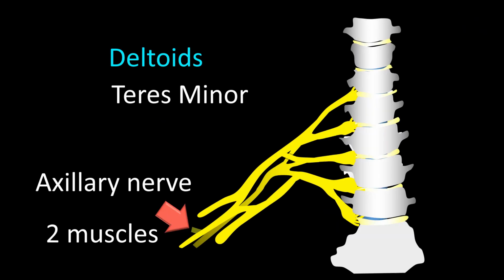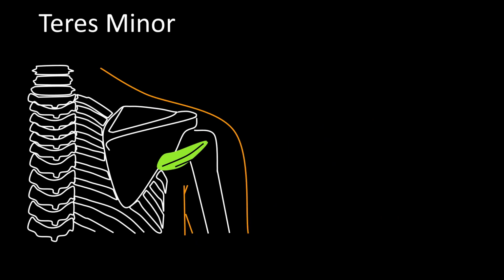So that is the story with the deltoid, one of the muscles innervated by the axillary nerve. I will now talk about the other muscle innervated by the axillary nerve, which is the teres minor. The teres minor is innervated by fibers from C5 and C6 spinal segments.